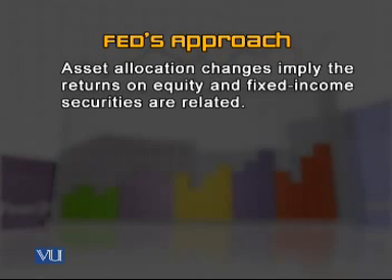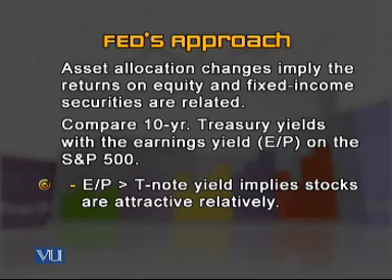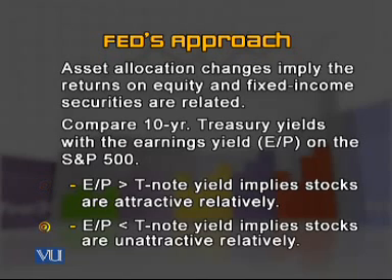Now, central bank activities and government level activities at the fiscal and monetary level have also got their own bearings. So, asset allocation changes imply the returns on equity and fixed income securities are related. Compare a 10-year treasury yield with the earnings yield on the S&P 500, and we conclude that earning yields, if greater than T-note yields, will imply that stocks are attractive. And if earning yields are less than T-bill yields, we assume that stock market prices are unattractive. Now, these are the problems that we must understand.